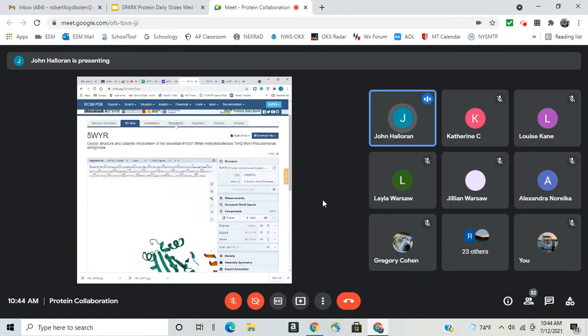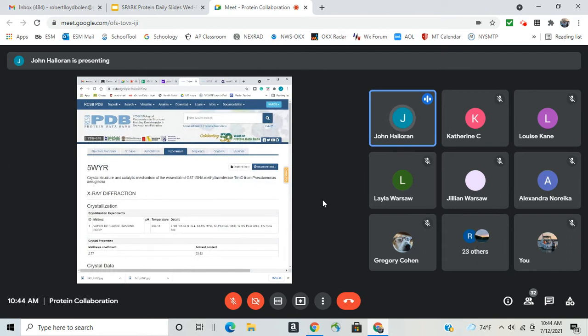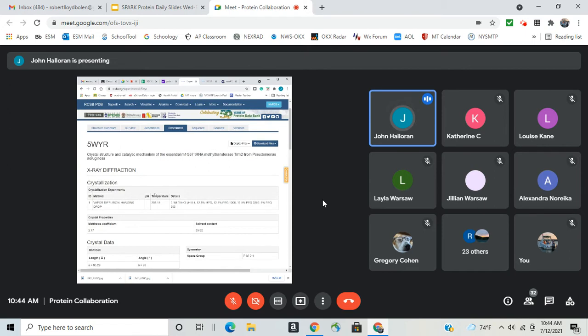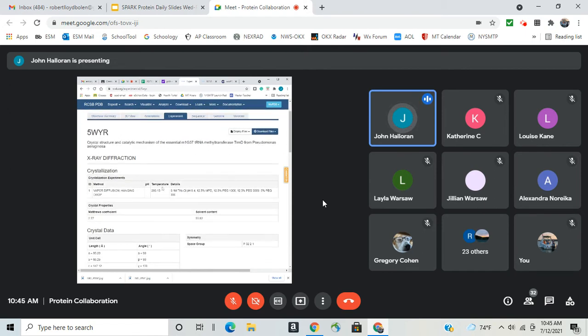I'm going to skip annotations for now. Experiment is something you're definitely going to be looking at a lot in the future. Let's say you become part of a TRMD group. This is 5WYR, and Pseudomonas is the species. Under experiment, hopefully, if the authors did a good job of entering their details, they give you a lot of information about how they actually got the crystal to form. They tell you the method: vapor diffusion, hanging drop. Vapor diffusion is just a general method.